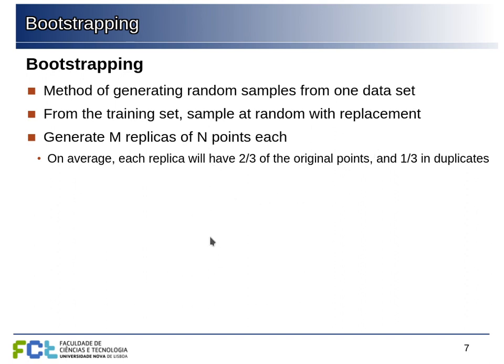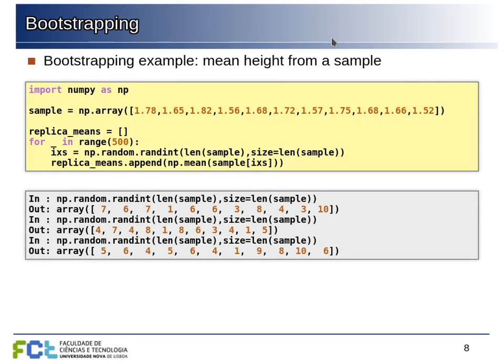So this means that each replica will have a different set of points than the original, and also differences between the replicas. So now we can use these replicas to fit our models and then take some estimates on statistics, like the distribution of the values for our parameters and so on. Let's see a very simple example here.